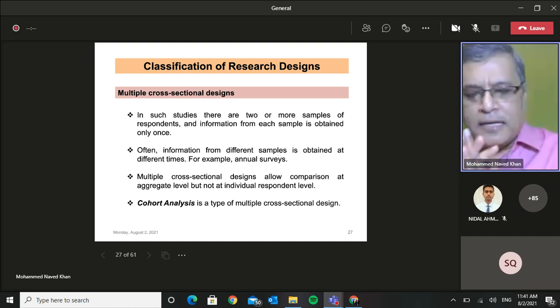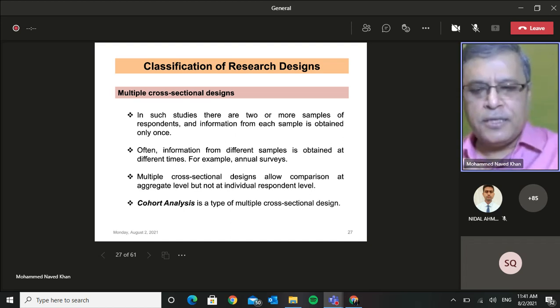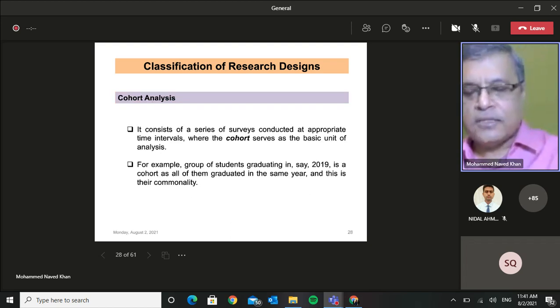Then there is another type of interesting analysis that we do using this procedure, and it is referred to as cohort analysis. Cohort analysis is nothing but a type of multiple cross-sectional design. Let me repeat, it's a type of multiple cross-sectional design. Here a series of surveys may be carried out by the researcher at appropriate time intervals.